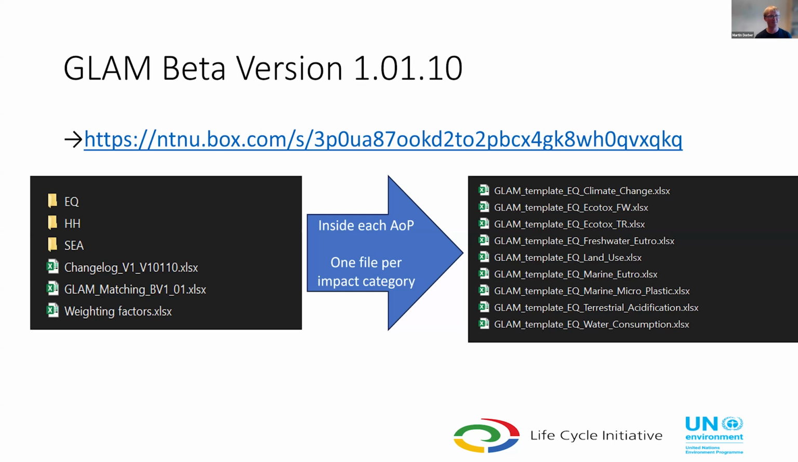If you now access this Box folder, what you can see is that we have one folder for each area of protection: ecosystem quality, human health, socioeconomic assets. And then you can also see that there is a change log, describing what has happened between the versions. Then there's a GLAM matching file. I will come back to this in a minute. And then there are also the weighting factors that Marco just presented. They're available there. So inside each of these areas of protection, you can find an Excel sheet for each of the impact categories. And now I'm going to tell you what you can find inside these Excel sheets.